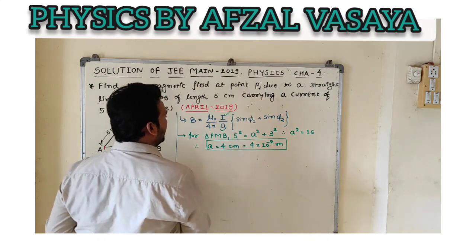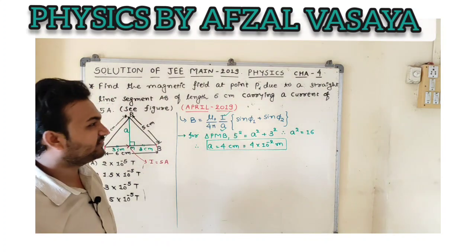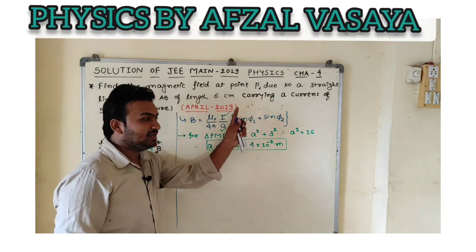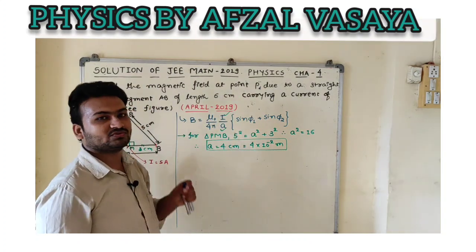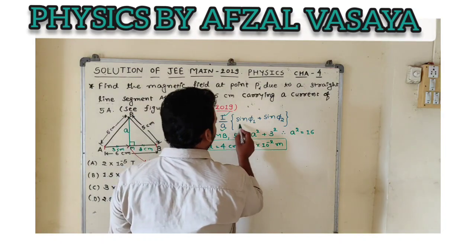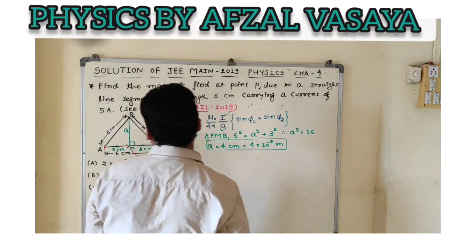Current I is given, mu 0 upon 4 pi is a constant, and the value of mu 0 is 4 pi into 10 to the power minus 7. So you can write mu 0 upon 4 pi equals 10 to the power minus 7. Okay, now let's discuss sine phi 1 and sine phi 2.